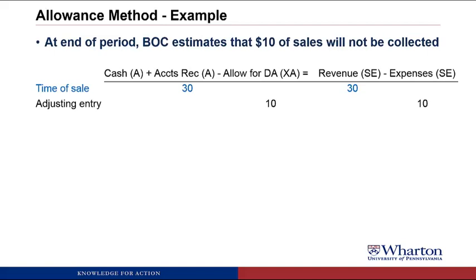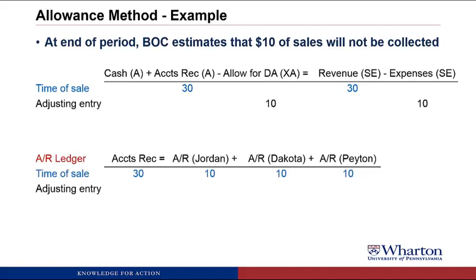On the stockholders' equity side, we recognize an expense of 10 for bad debt expense. What that'll do on the income statement is we'll have a net profit of 20, which again is how much we expect to collect from customers. In terms of the accounts receivable ledger, we don't do anything because we don't know which of these 3 people are not going to pay us back.